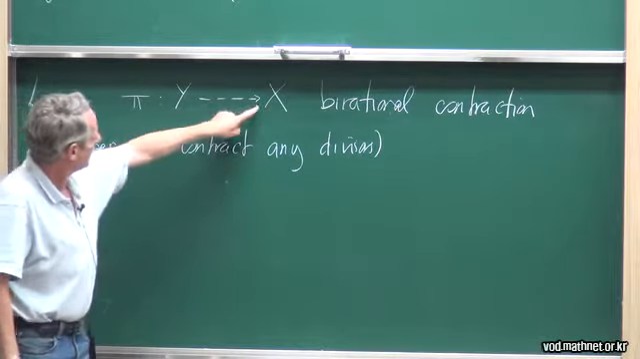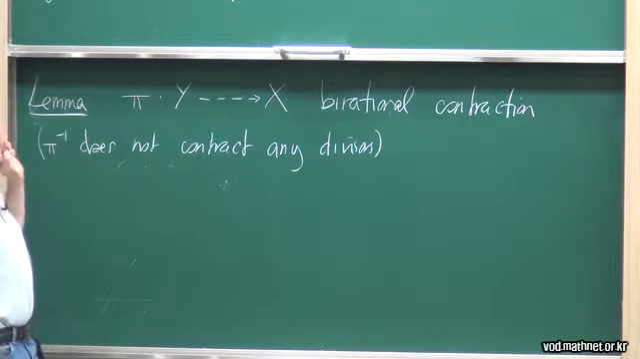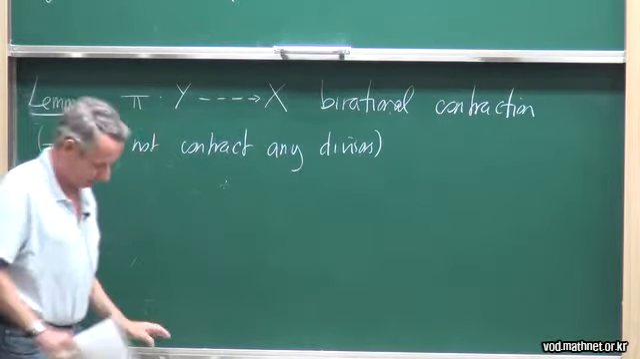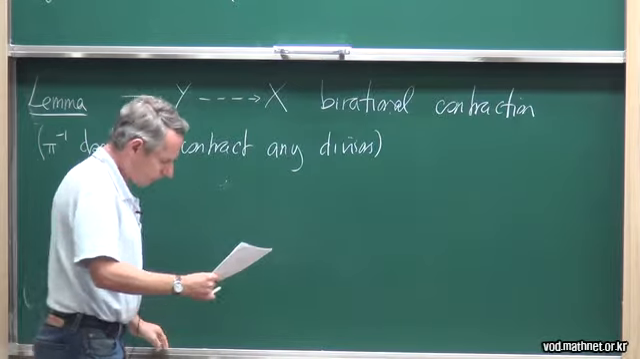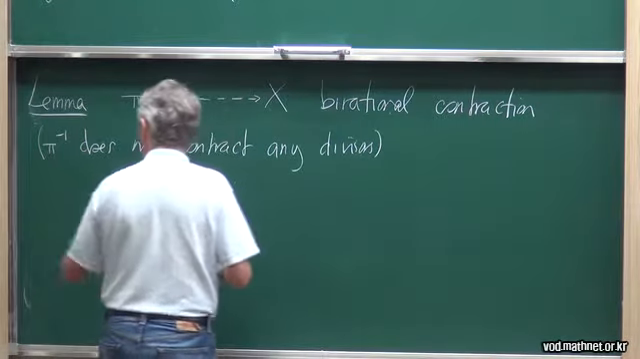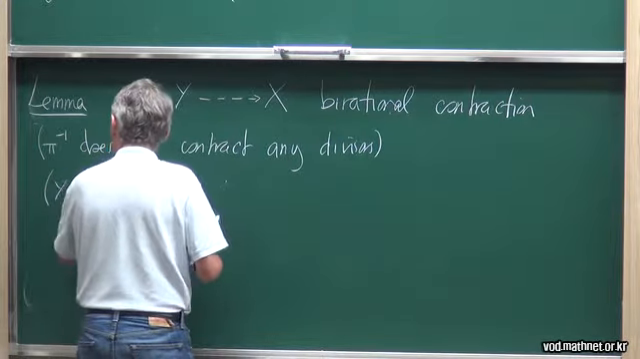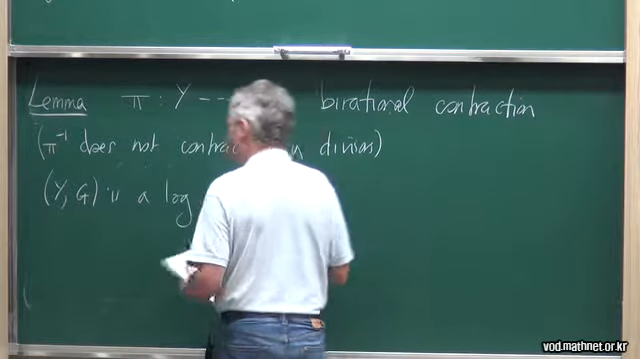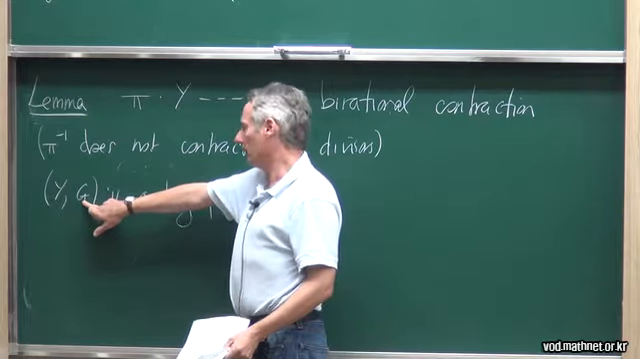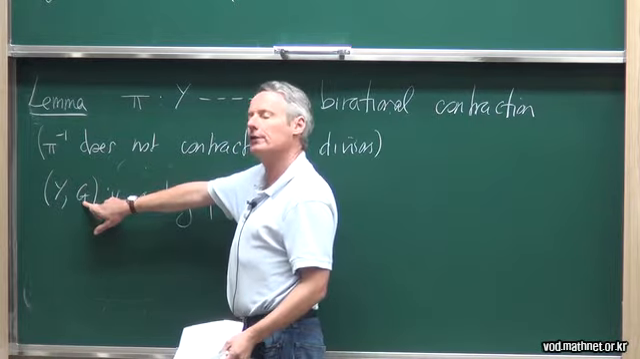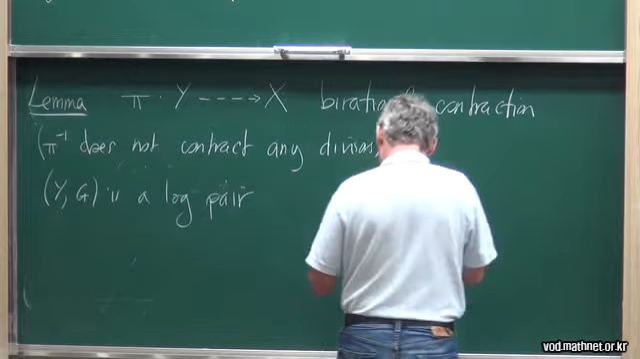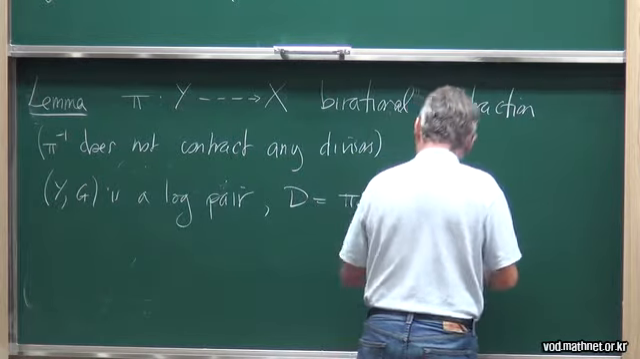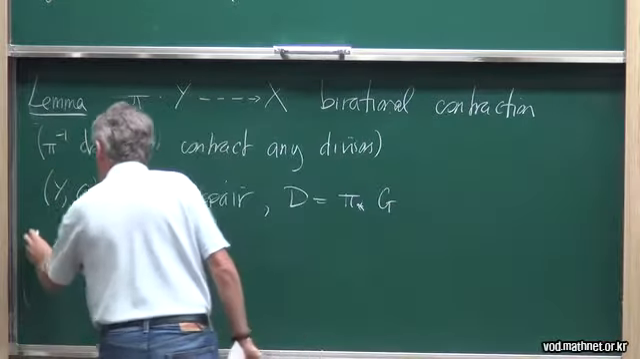That it won't be everywhere defined because of flips, but you're going from y to x. You run MMP. You only contract divisors. You never extract divisors. So let's suppose that (Y, G) is a log pair. So again, by convention, that means that this is just a sum of prime divisors with coefficient 1. And I let D be the image of G, then 2 things are true.